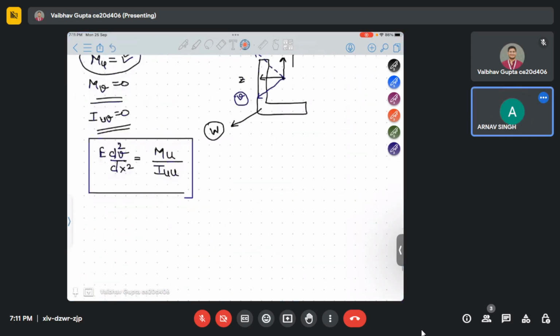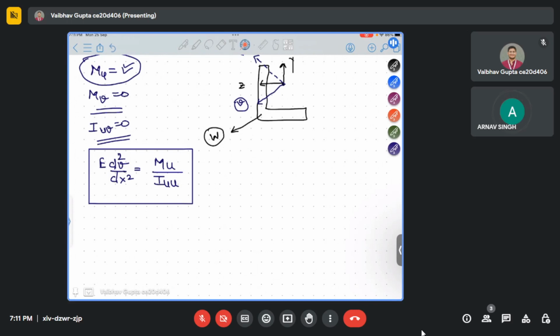Okay, sir. So, moment you can calculate as per the diagram, simply supported UDL you can find out. IUU you can find out. E will be given, then you can integrate twice to get the answer. Understood? How to solve the assignment question?